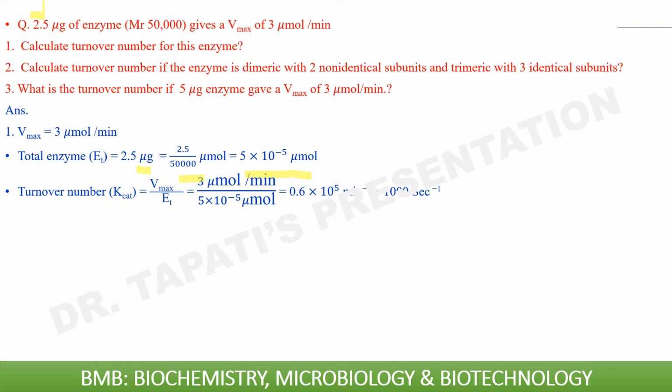Now calculate the turnover number Kcat, that is equal to Vmax by ET. If we put the Vmax value as 3 micromole per minute and the ET value as 5 into 10 to the power minus 5 micromole, then we will get 0.6 into 10 to the power 5 per minute, that is equal to 1000 per second. We are converting minute to second here, and therefore we are getting 1000 as the answer for turnover number. So the first question answer is 1000 per second. That is the turnover number Kcat.